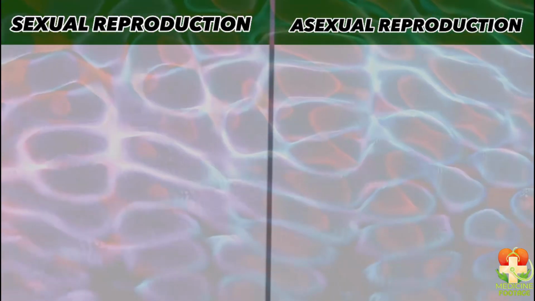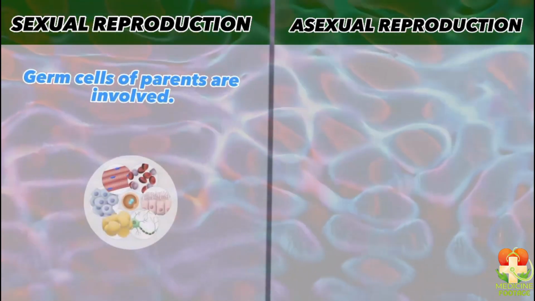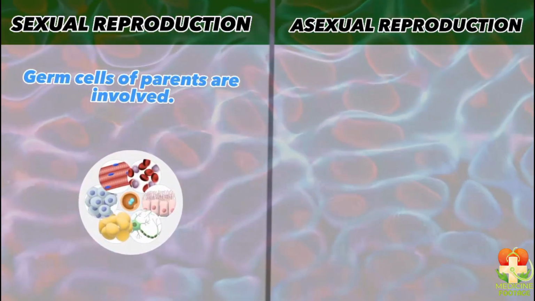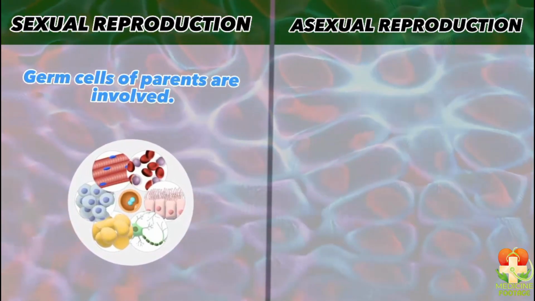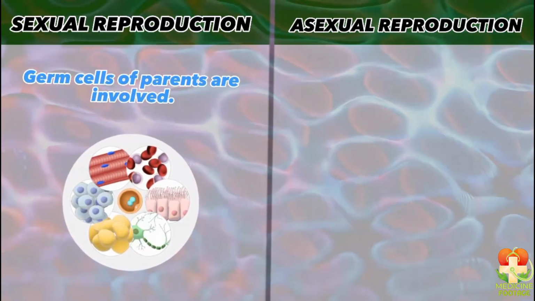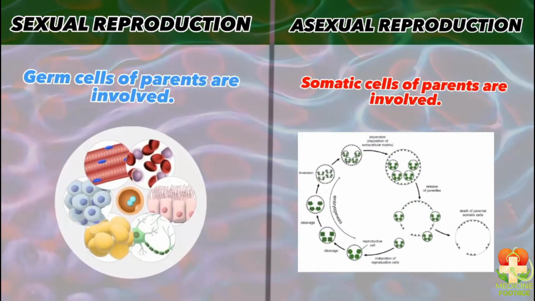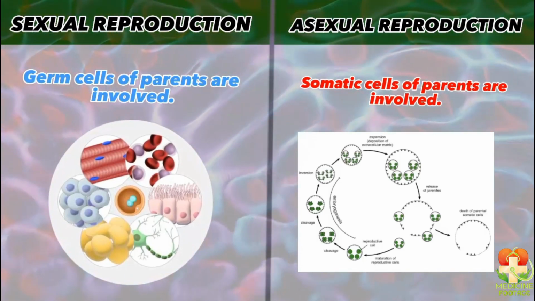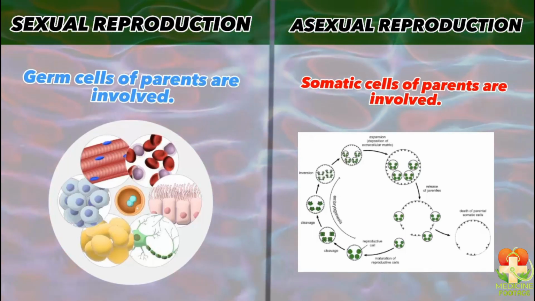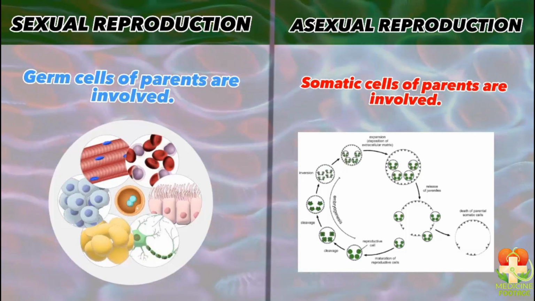Difference number 3. In sexual reproduction, the parents involve their germ cells, the cells responsible for reproduction, also called sex cells. For example, in males, the germ cell is sperm, and in females, it is ova. However, in asexual reproduction, the somatic cells, body cells of the parent are involved, not germ cells. So, in sexual reproduction, germ cells are involved, but in asexual reproduction, somatic cells are used.